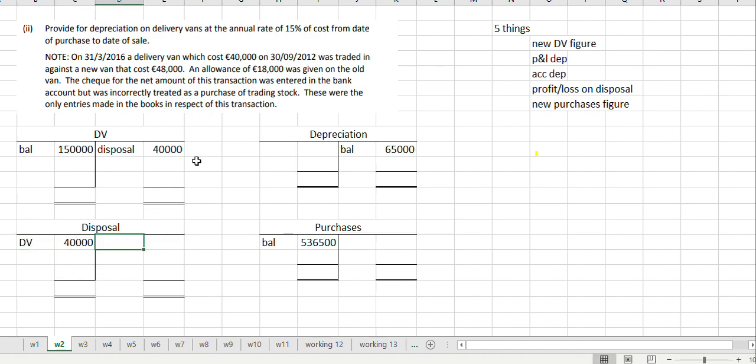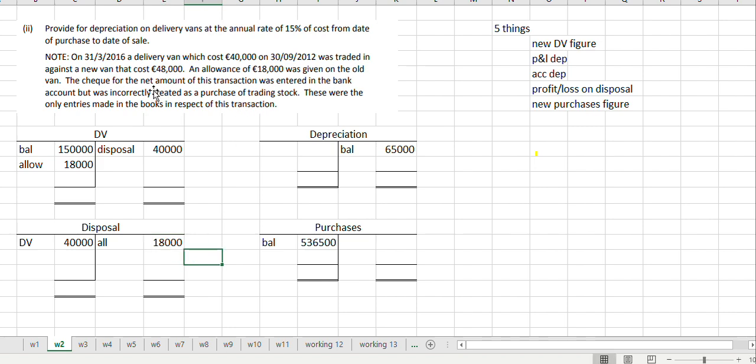Okay, so that was the old van gone. The new van cost 48,000 and an allowance of 18,000 was given on the old van. So in the delivery vans, we're going to put allowance 18,000, that's like a trade-in, and we're going to credit that in the disposal account, 18,000.